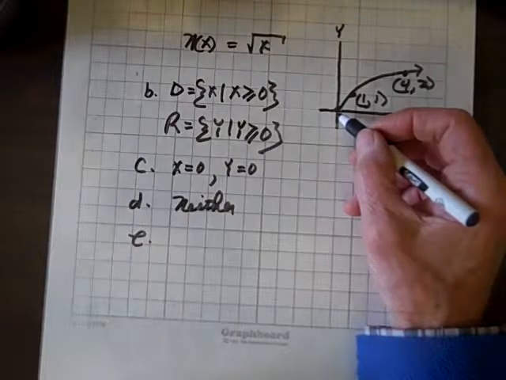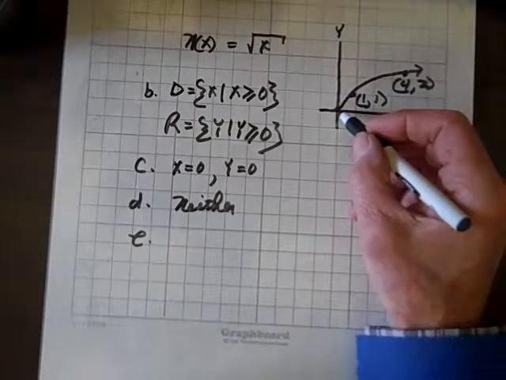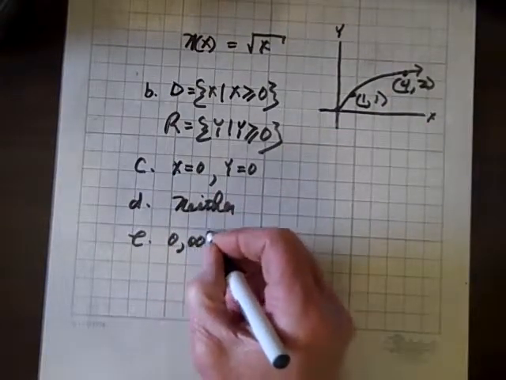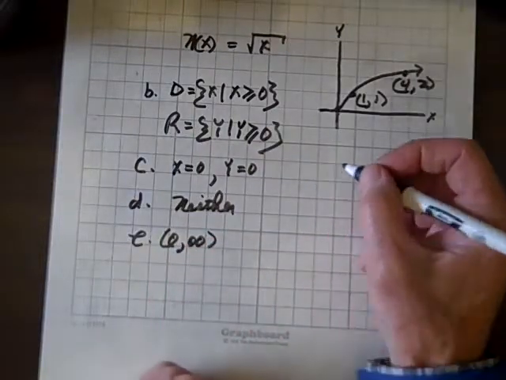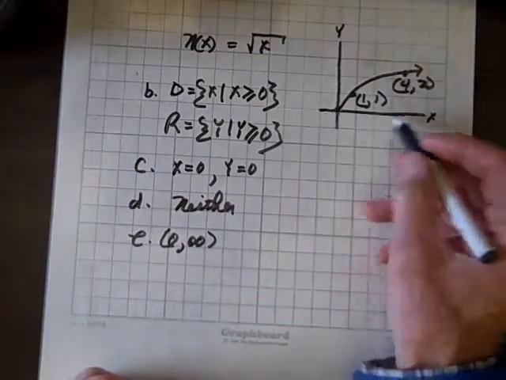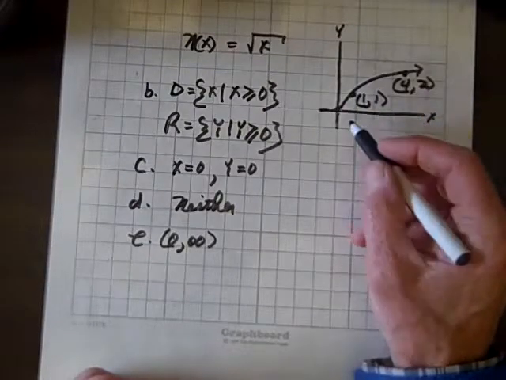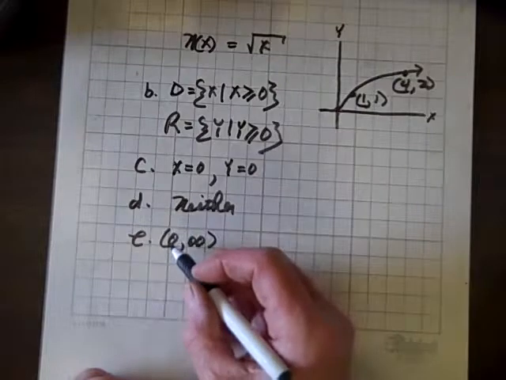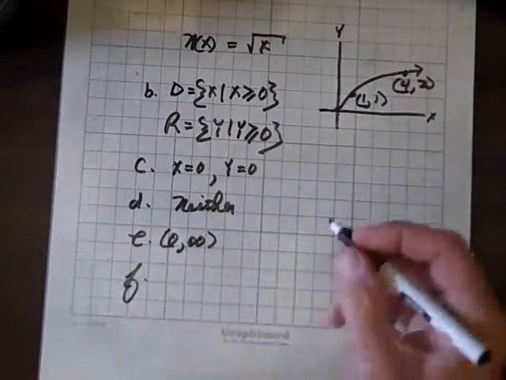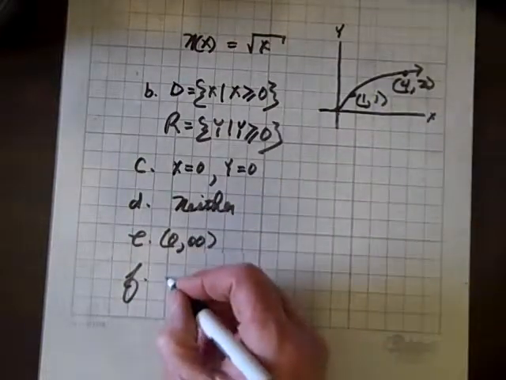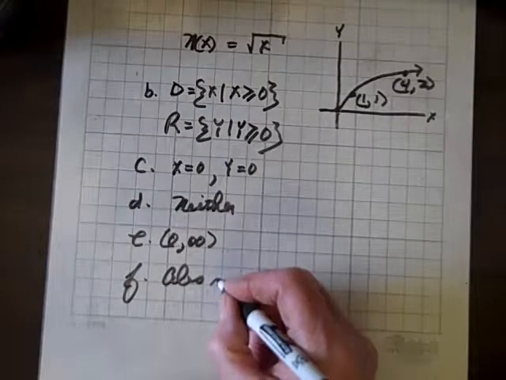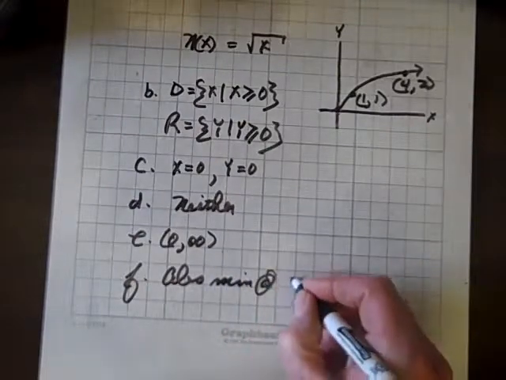This function is increasing on the open interval 0 to infinity. By the way, I must point out that we talk about increasing or decreasing in intervals. That interval is always in terms of horizontal coordinates, not in terms of vertical coordinates. So 0 to infinity. As to an absolute max or min, there is an ABS min, absolute min, at (0, 0).